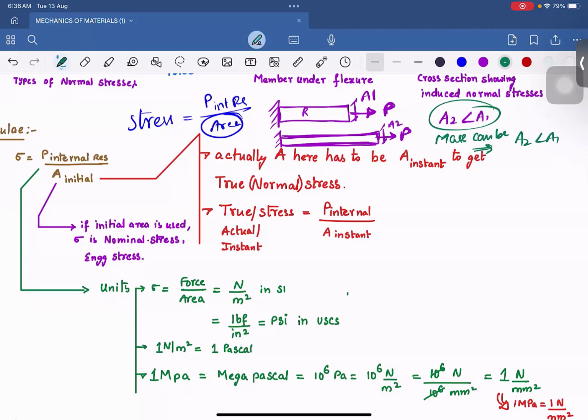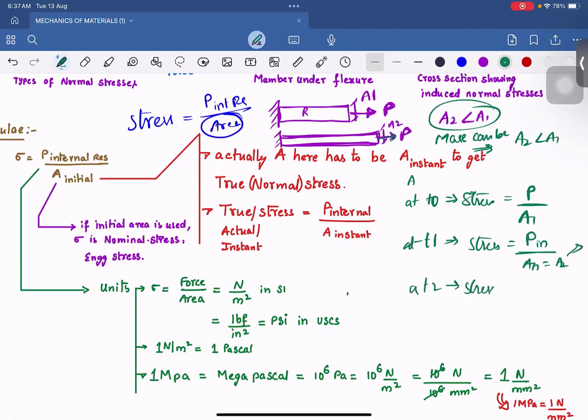As we keep on applying this load, at every instant, this area keeps on decreasing. Suppose at the initial time t0, if they ask me the stress, the stress is equal to the applied internal resisting force by the initial area A1. At time t1, after some 10 minutes, the stress will be equal to the internal resisting force by the area at that instant t1, which will be A2, that is reduced. Again, at time t2, if they ask me what is the stress this member has been undergoing because of the external load, then it will be internal resisting force by A3. So we can generalize here that with time the area decreases.